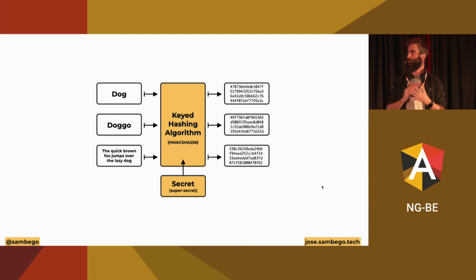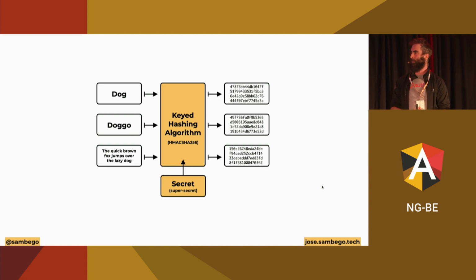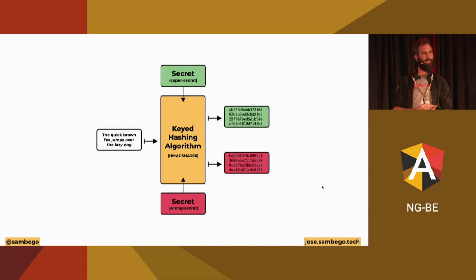So the same example: 3 inputs, a keyed hashing algorithm, and 3 outputs, but it doesn't only take that input, it also takes that secret key, that password, and depending on that secret key, the output hashes will change for the arbitrary inputs. So this means that you can validate the authenticity of a hash.